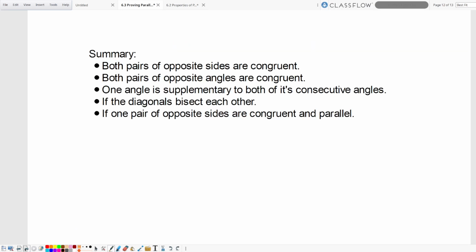So in summary, these are the properties that you can use to prove that you have a parallelogram. If you have both pairs of opposite sides congruent, you're good. If you have both pairs of opposite angles congruent, you can prove that it is a parallelogram. If one angle is supplementary to both of its consecutive angles, it's very important that it has to be both. It cannot just be one. If the diagonals bisect each other, you have a parallelogram, and then if one pair of opposite sides are congruent and also parallel.